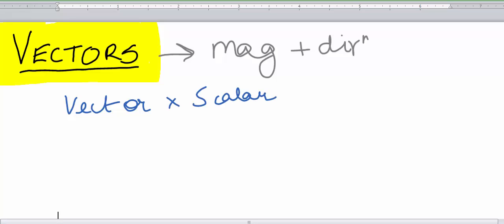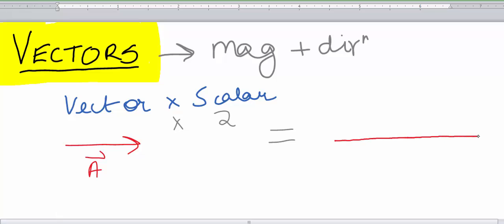Suppose we have a vector A. This is a vector A, and we want to multiply it by 2. So the resultant will be a vector with twice the magnitude of A, but the same direction. So this is 2 into vector A, or simply 2A.